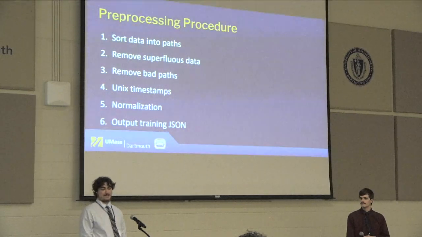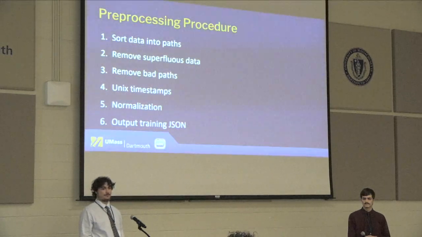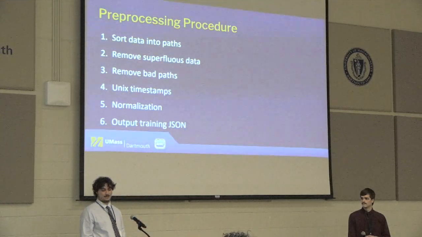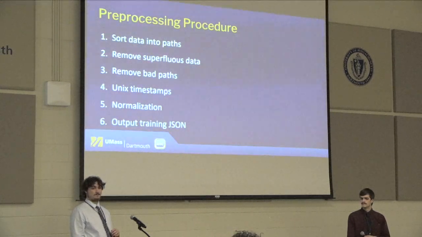The next thing we have to do is remove what we are calling bad paths. Bad paths are paths that are either stationary, or for example, one of the AIS nodes is missing one of their sample points. So if the third point along a path is missing a latitude, we obviously can't use that, so we just throw it out.